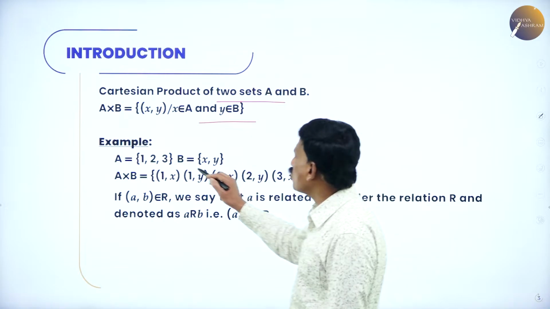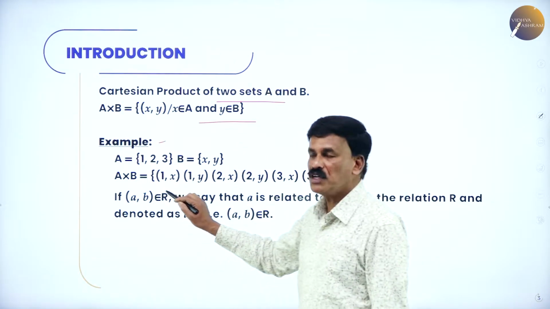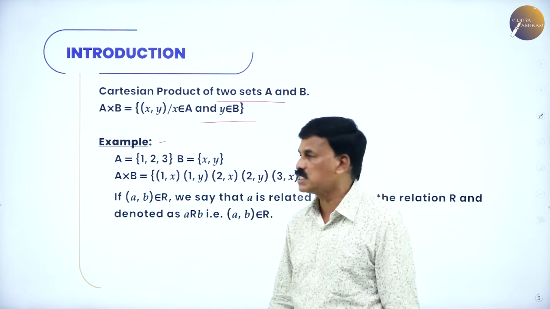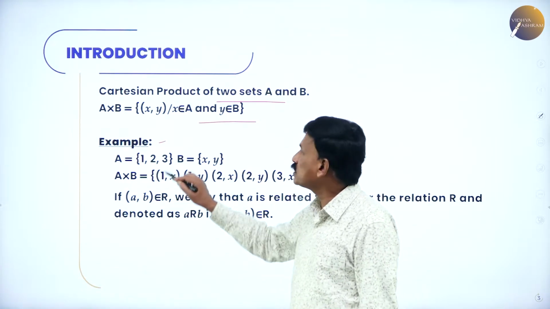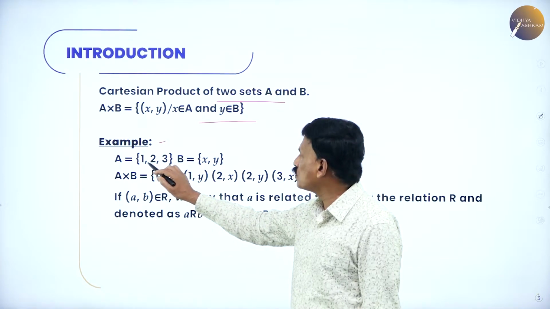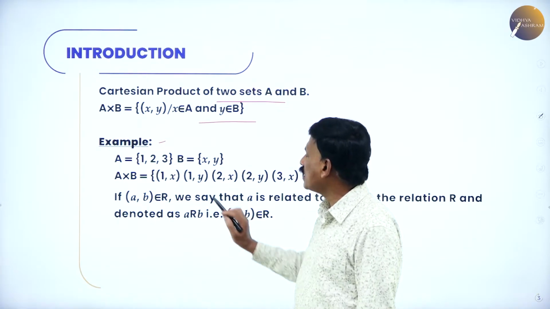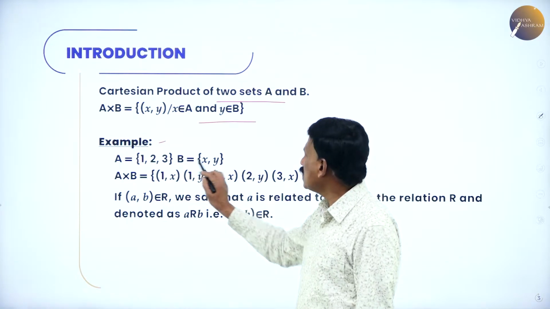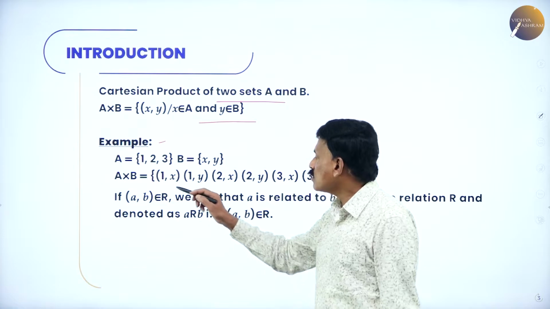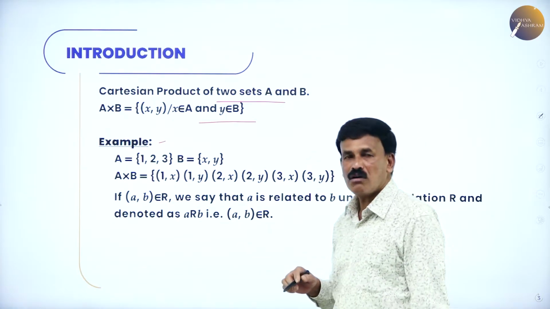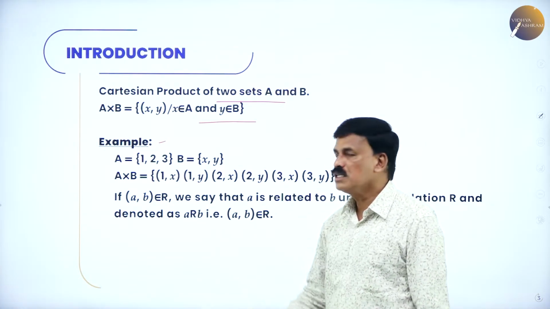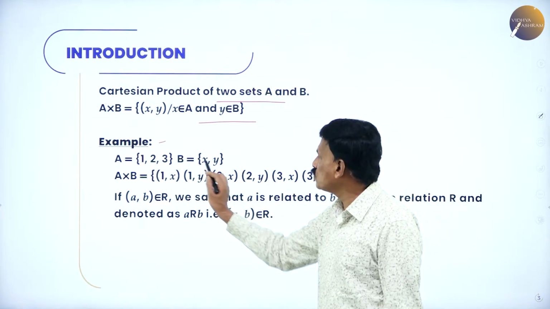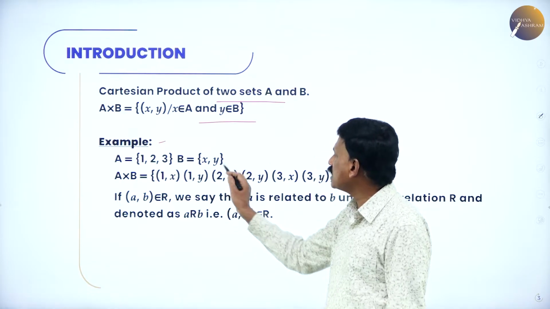Now let us consider a small example. Let A be equal to {1, 2, 3}, 3 elements, and B equal to {x, y}, 2 elements. Then the Cartesian product A cross B is {(1, x), (1, y), (2, x), (2, y), (3, x), (3, y)}. All the ordered pairs form the Cartesian product A cross B.